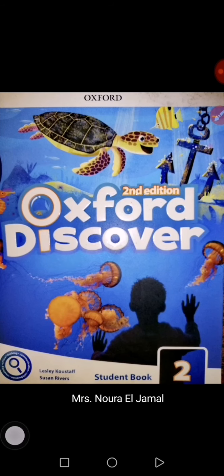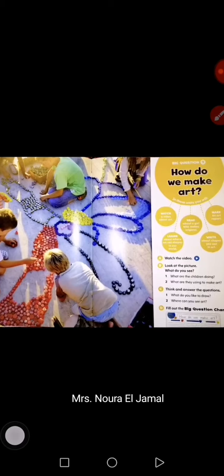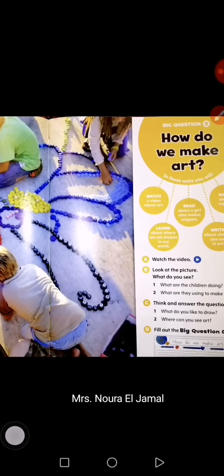Today we are going to learn new words of Unit 17. So get out your Oxford Discovery Student Book and open page 166 and 167. Our big question here is, how do we make art?